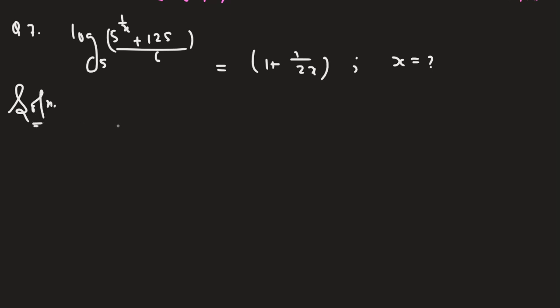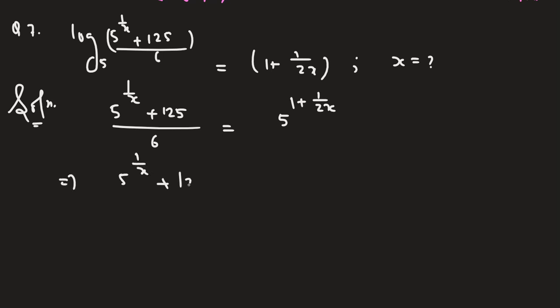So dear student, when you are watching my video, after I give the question you should pause the video and try to solve it by yourself. If you get stuck at the solution, then you can see the video, otherwise no need. So from here we have 5 to the power 1 by x plus 125, then whole divided by 6, which is equal to 5 to the power 1 plus 1 by 2x. From here, 5 to the power 1 by x plus 125 is equal to 6 times 5 to the power 1, times 5 to the power 1 by 2x.